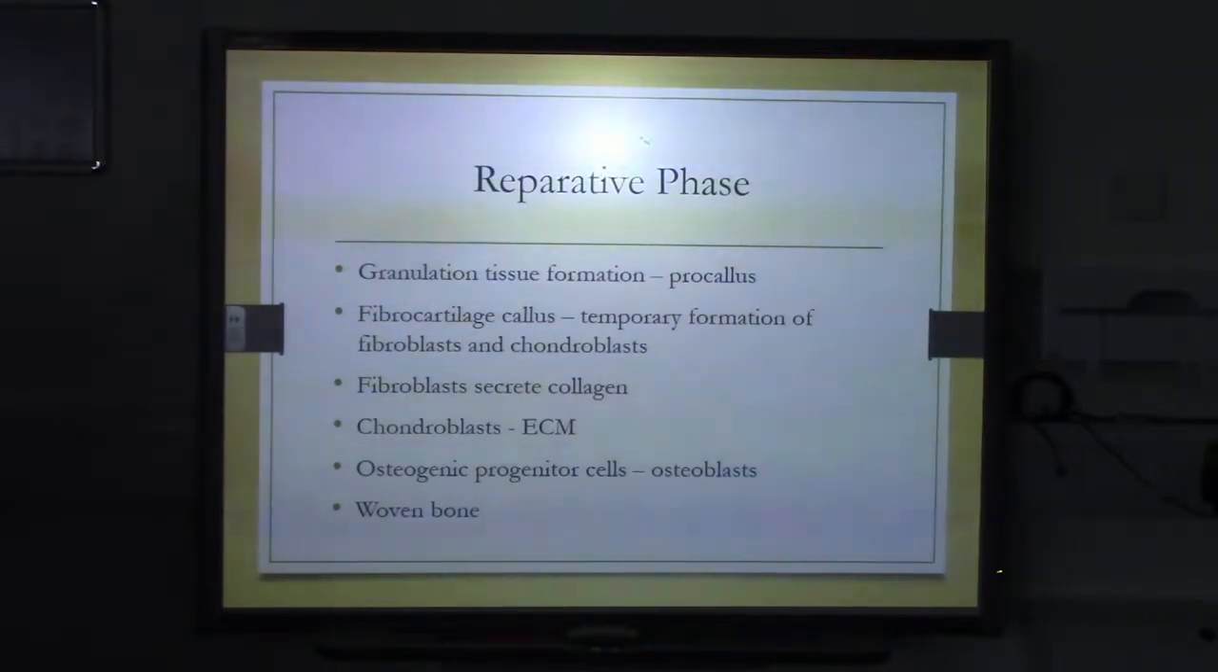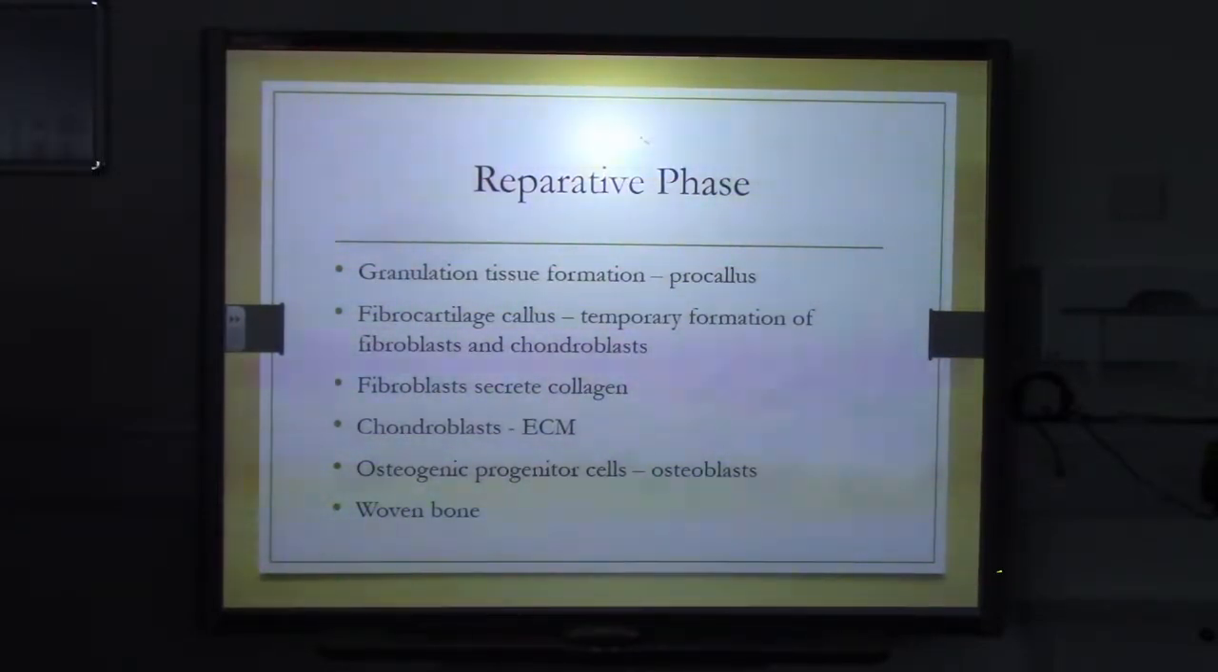This procallus will then form the fibrocartilage callus. We need the fibrocartilage callus because it is the temporary formation of fibroblasts and chondroblasts, and this is needed to secrete collagen and to form the extracellular matrix around the fracture site.